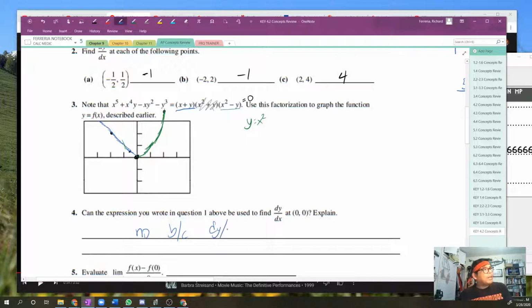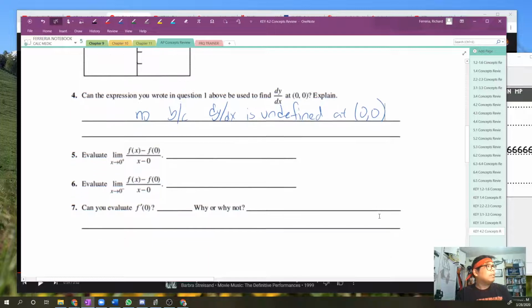Because dy/dx is undefined at 0, 0. Just scroll up and look at that function. You'll see that denominator is going to equal 0. Okay, let's see. Evaluate from the left and the right, and that expression right here, I'll highlight that.